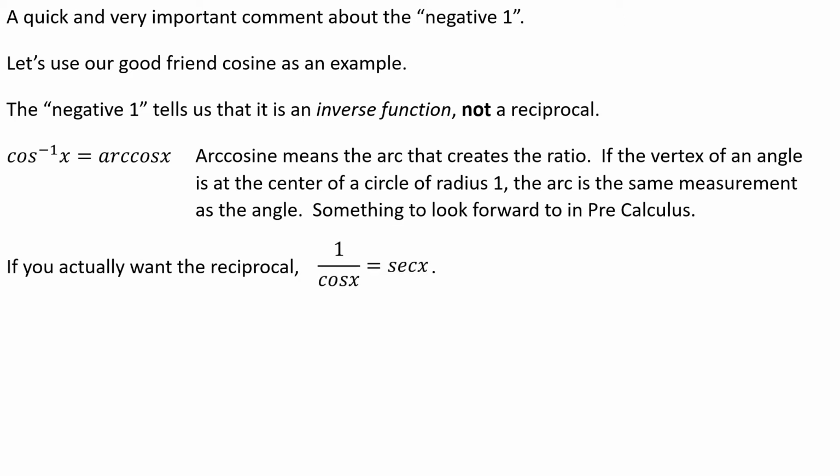If we actually wanted the reciprocal, if I really wanted 1 over cosine of x, that is the function secant of x, which we will explore in second-year algebra. So the reciprocal of cosine is secant, right? If I see that cosine with that -1, I am not talking about secant. I'm talking about the arc cosine.